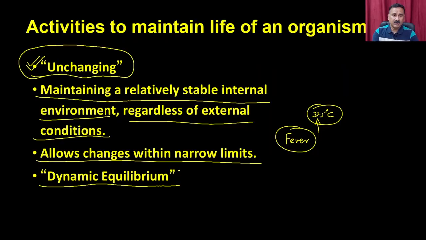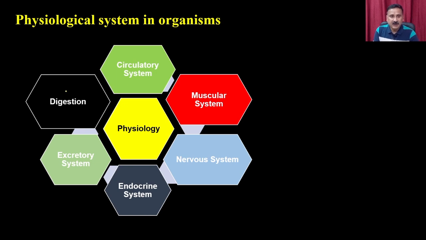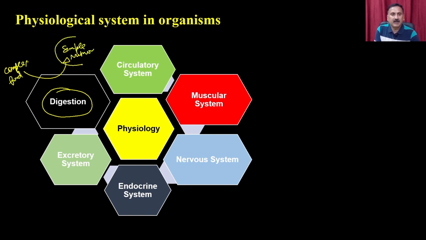So what are the different physiological processes? We have digestion, right? The main purpose of digestion is that it is going to take up the complex food and convert that into simple nutrition. This simple nutrition is then taken up by the organism, and that's how it is going to produce energy. This simple nutrition is taken up by the circulatory system, and that's how it is going to distribute the nutrition to the different parts of the body.